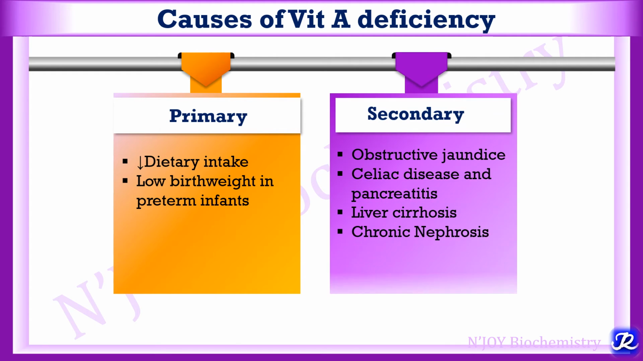And which are the secondary causes? The first secondary cause is obstructive jaundice. Here in obstructive jaundice, the absorption of vitamin A is defective. Celiac disease and pancreatitis: here the digestion and absorption is defective. In case of cirrhosis of liver, the retinol binding protein synthesis is reduced, and in nephrosis, the retinol binding protein is lost through the urine. So these are the various causes of vitamin A deficiency, both primary and secondary.